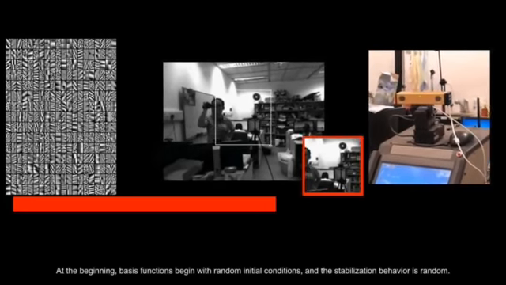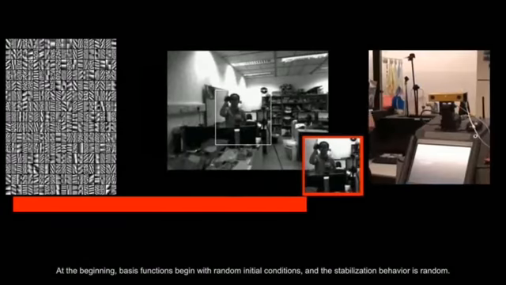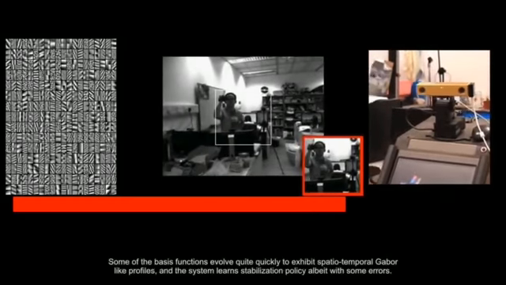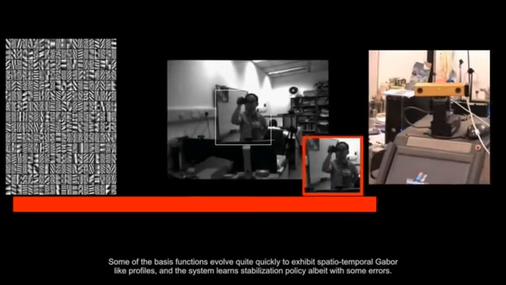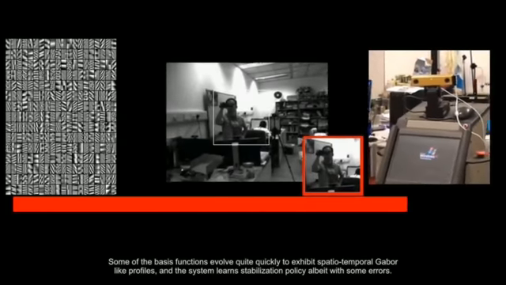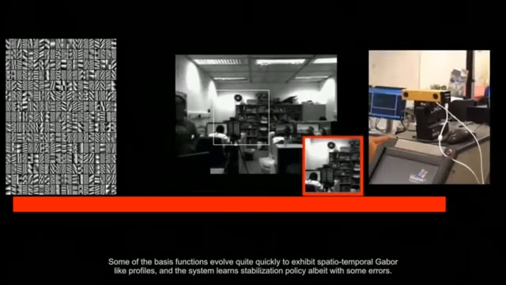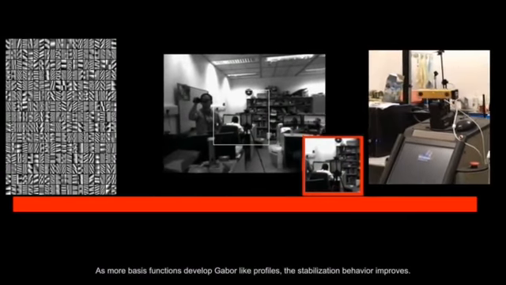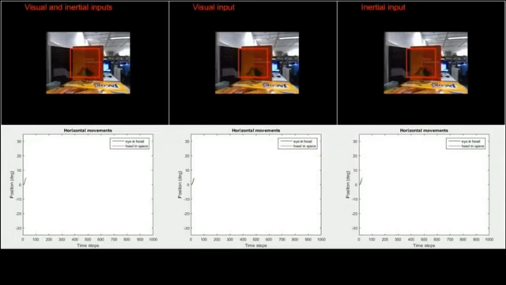At the beginning, basis functions begin with random initial conditions, and the stabilization behavior is random. Some of the basis functions evolve quite quickly to exhibit spatial temporal Gabor-like profiles, and the system learns a stabilization policy, albeit with some errors. As more basis functions develop Gabor-like profiles, the stabilization behavior improves.